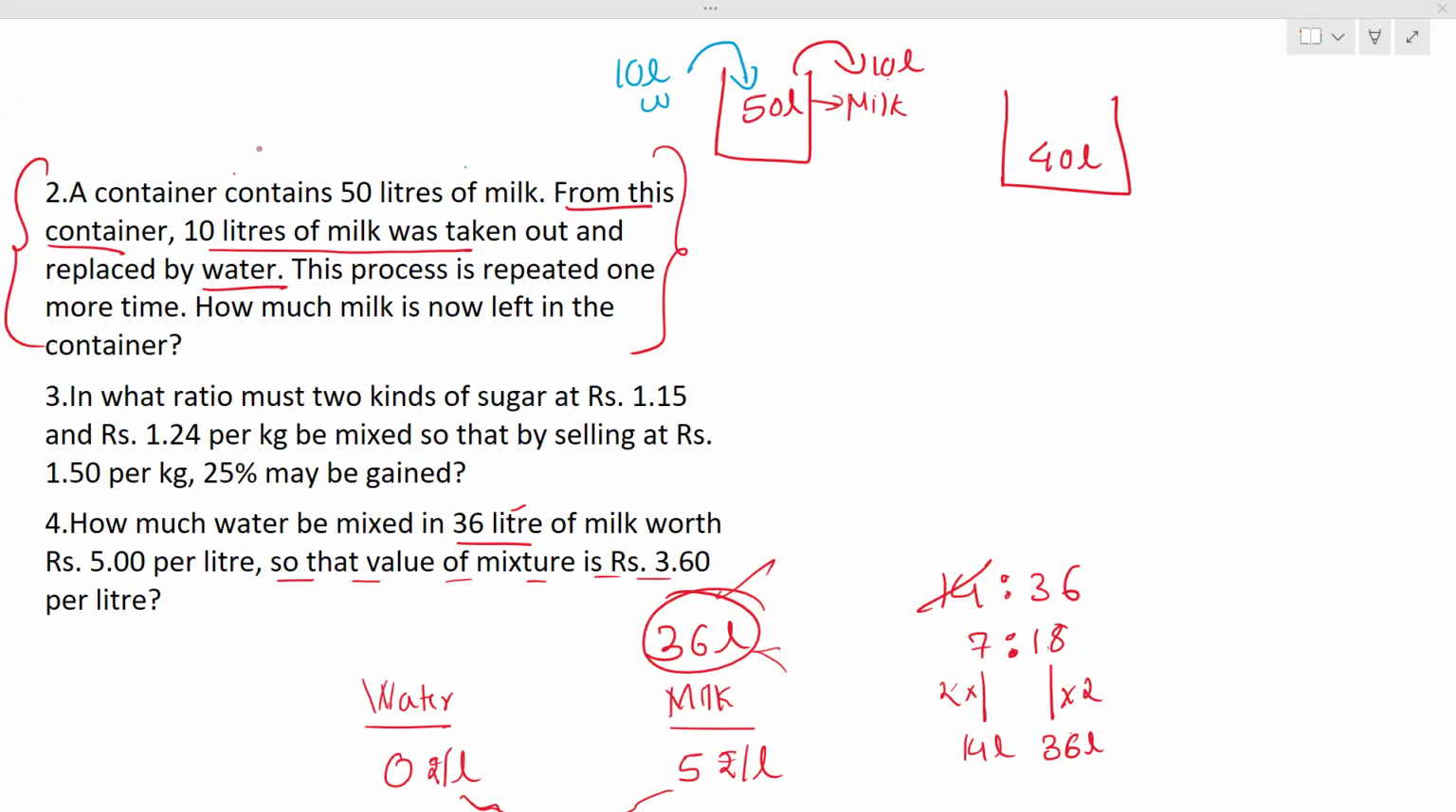40 liters of milk is left out. 10 liters of water was added. Meaning, what is happening? 10 liters of water is now there. Now he says the process is repeated again.